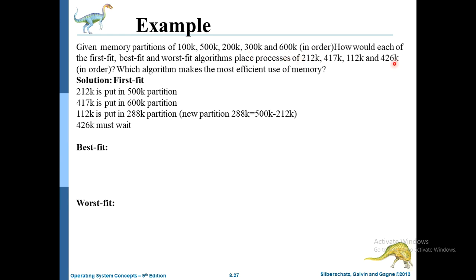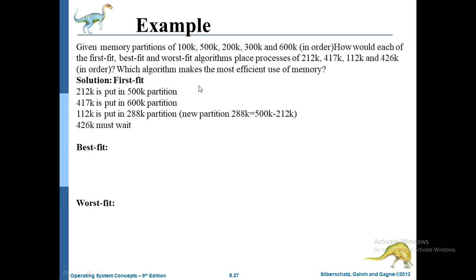Next, 426K. Now again compare this. Can you store here in 100K? No. Here the remaining is 176K. Can you store here? No. Here? No. Here? No. Here? No. So the 426K process needs to wait until memory is free, right? This is the first fit method.